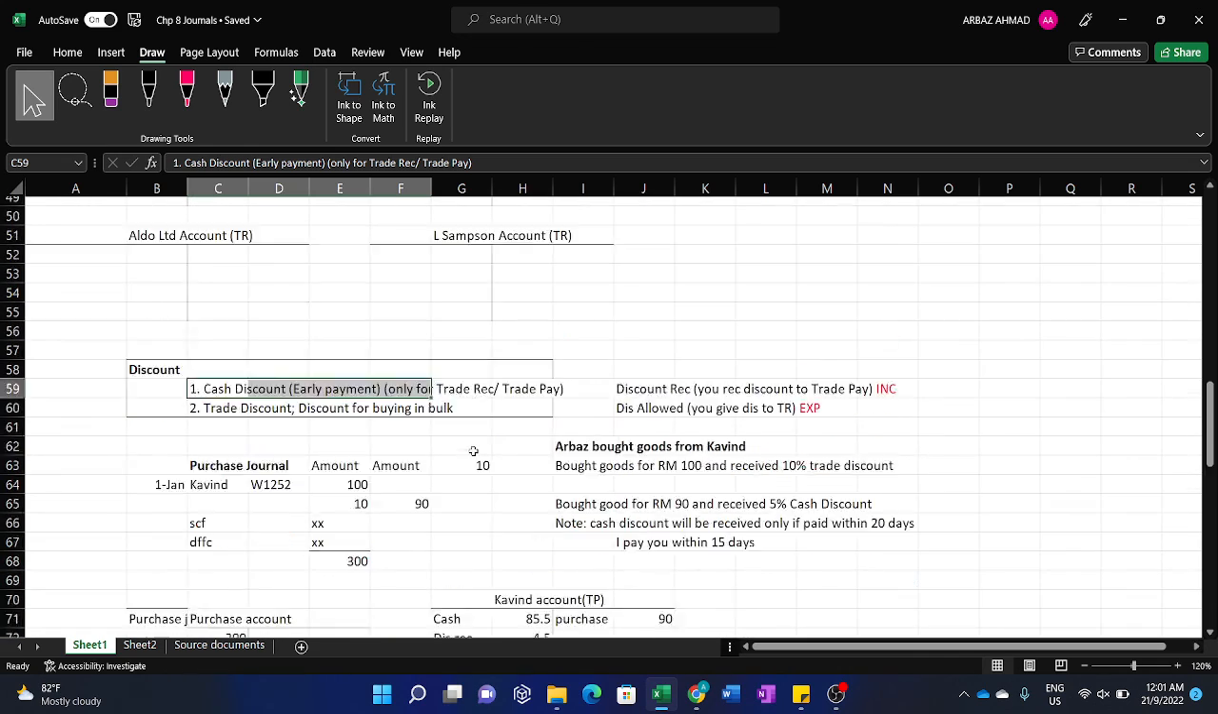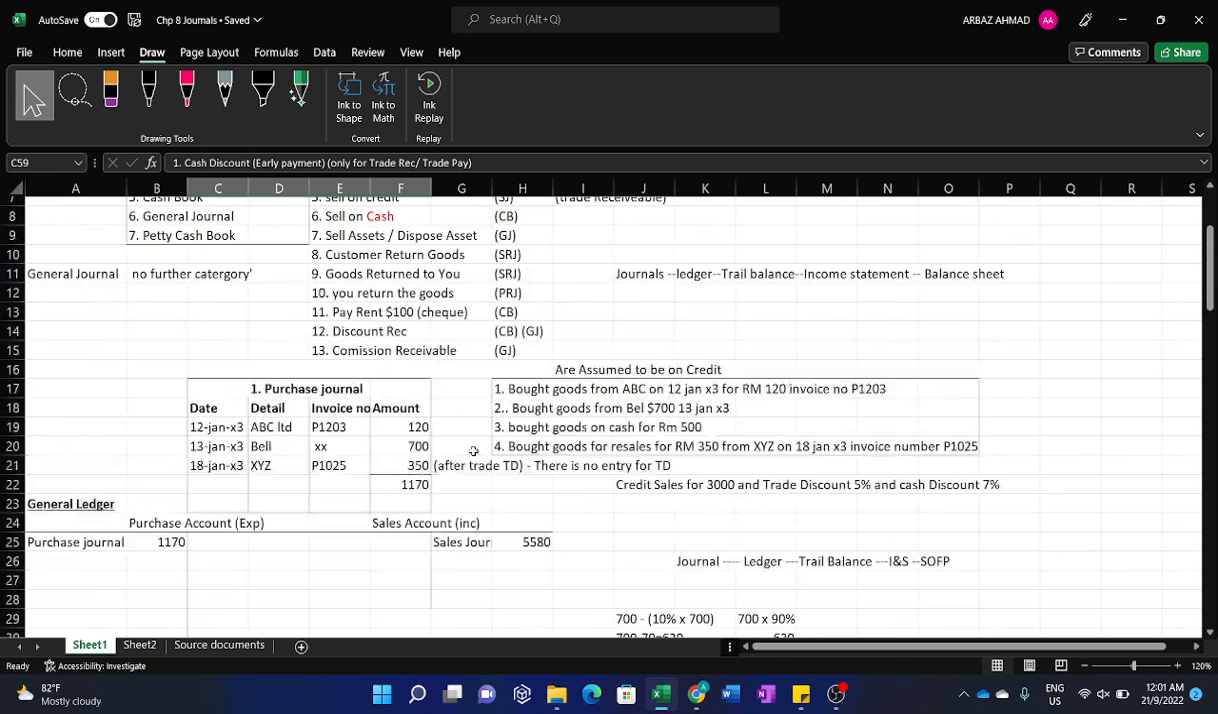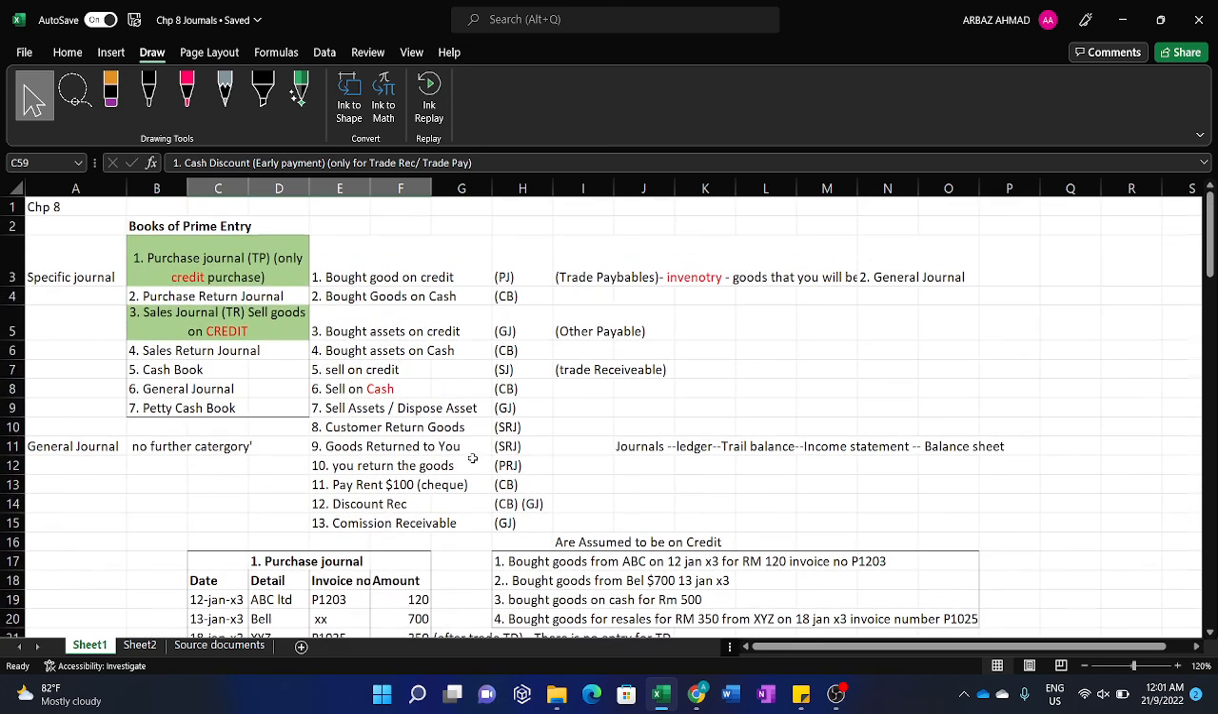So that's the main concept of this chapter. If you have any question, let me know. Try to do the revision questions. We will go through the questions as we go on. Okay, that's all for now.